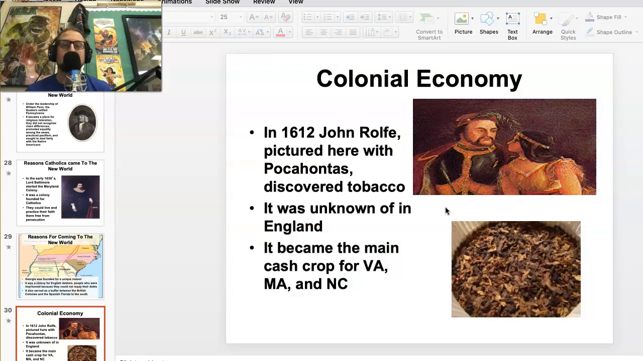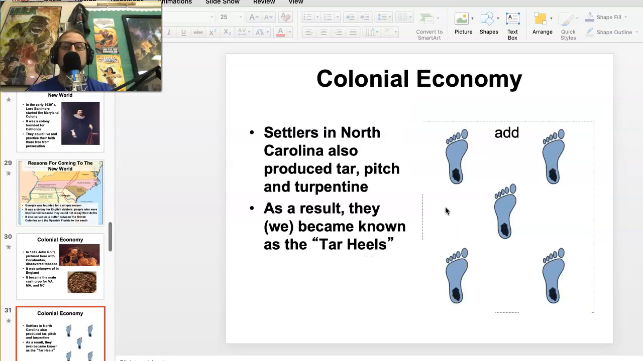Now, the biggest early crop, the big cash crop in North America is tobacco. Tobacco is discovered and a recipe perfected by John Rolfe, who will become the husband of Pocahontas. Now, if you've seen the Disney movie, in the Disney movie she marries John Smith. That's not what happened in real life. Instead, she married John Rolfe, and tobacco becomes a multi-million-dollar industry and a multi-million-dollar export crop for North America.